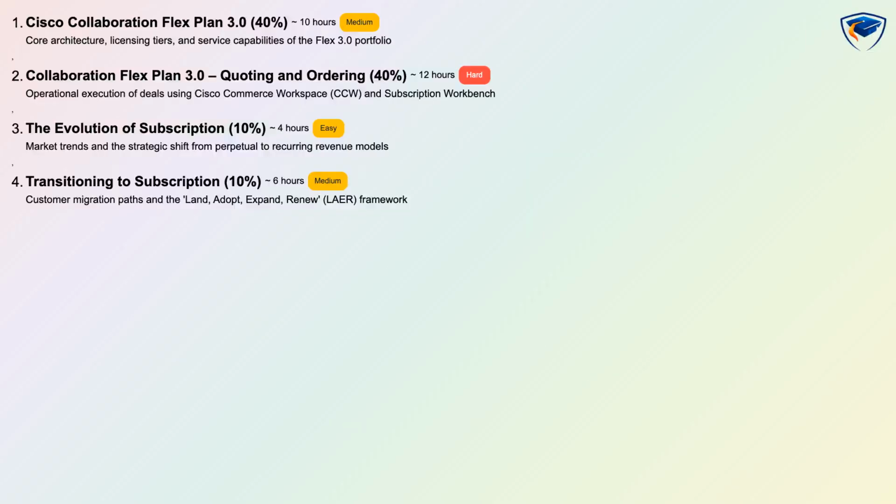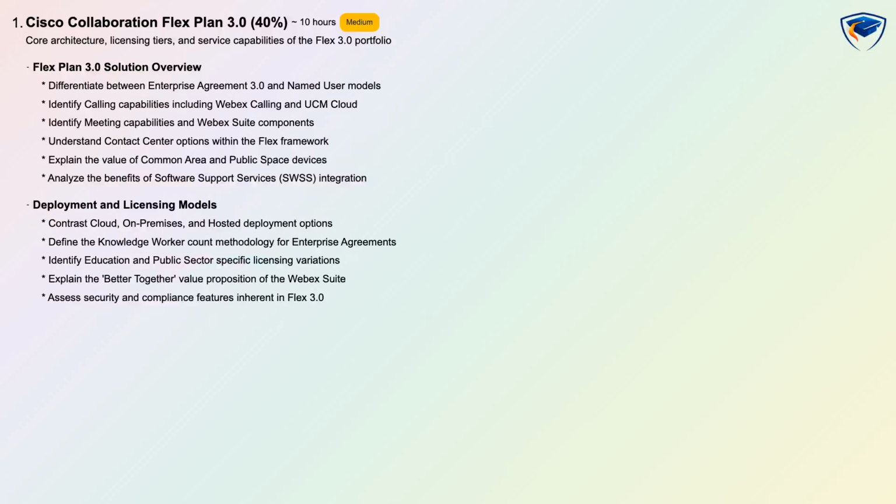The FDESIN exam is divided into 4 domains: Cisco Collaboration Flex Plan 3.0, Collaboration Flex Plan 3.0 Quoting and Ordering, the evolution of subscription, and transitioning to subscription. Each domain has a specific weightage, with the first 2 domains carrying 40% each, and the last 2 domains carrying 10% each. Let's start with the first domain, Cisco Collaboration Flex Plan 3.0.